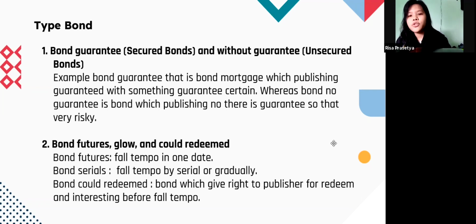Second is bond maturity: term bonds, serial bonds, and callable bonds. Term bonds fall due on one date. Serial bonds fall due serially or gradually. And callable bonds give the issuer the right to redeem the bond and interest before the due date.